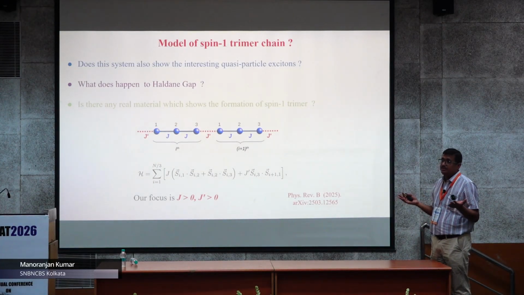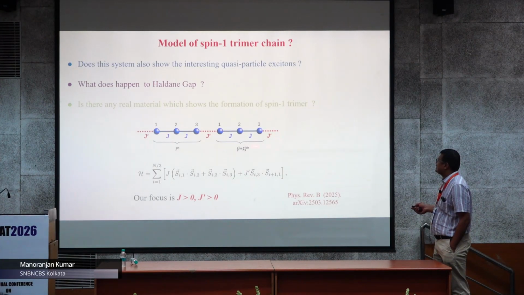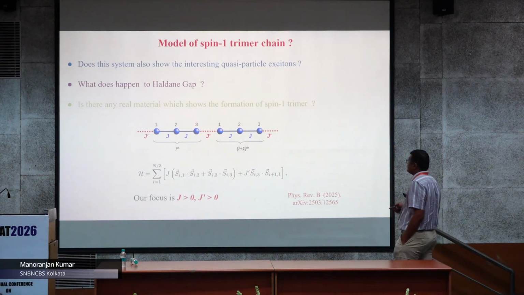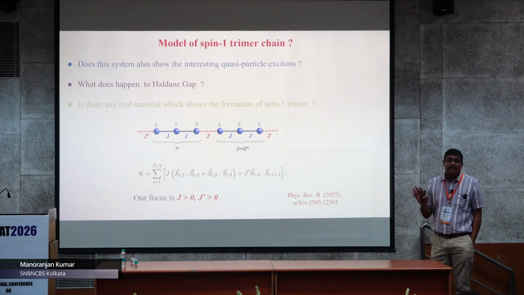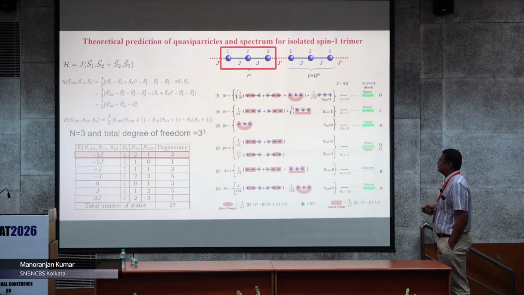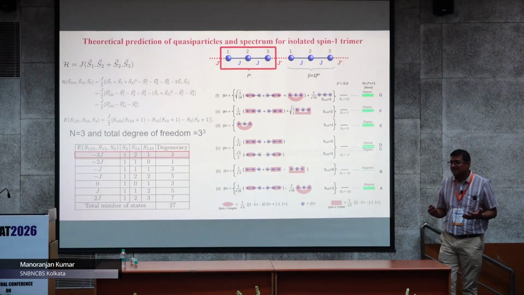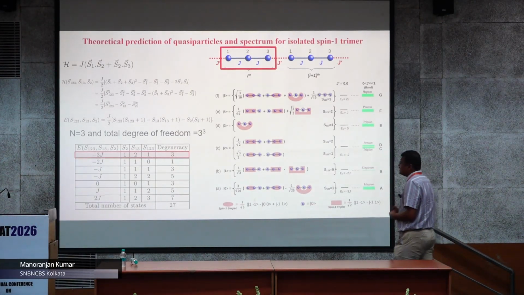Our correlation should be very, very small, and we start with a very simple system where your nearest neighbor is a strong J, and J prime is your next, I mean the exchange interaction between the two trimers, and today we'll be just focusing on both antiferromagnetic. Your J and J prime are both antiferromagnetic in nature, although you can consider ferromagnetic, but that gives you more complex excitations. Okay, so again we do a similar kind of analysis.